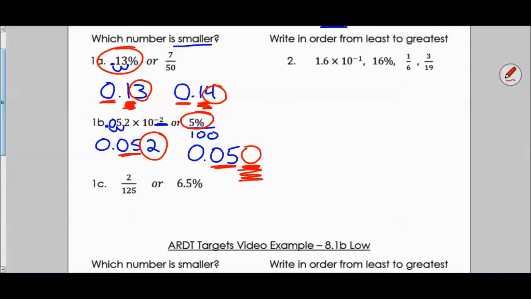Alright, so on letter C, we're going to change those to decimals again. 2 divided by 125 is 0.016. 6.5% as a decimal. Move the decimal place back in 2 places, and that's 0.065.